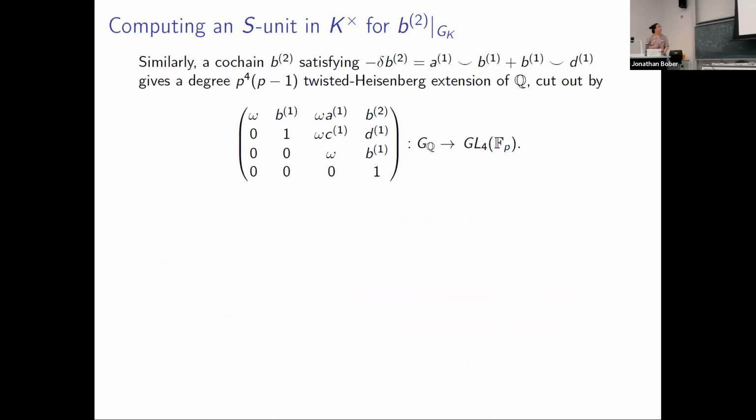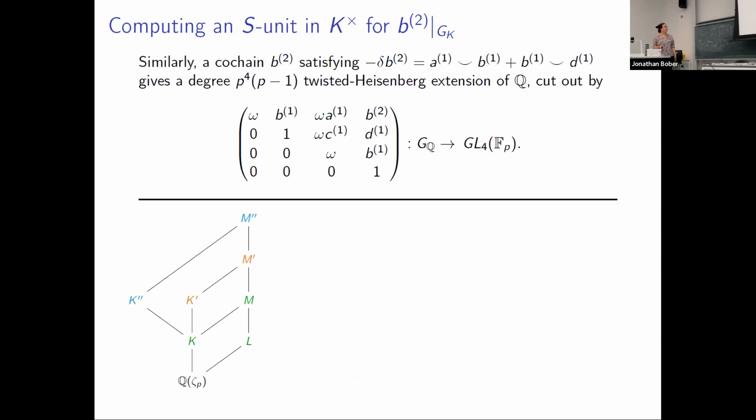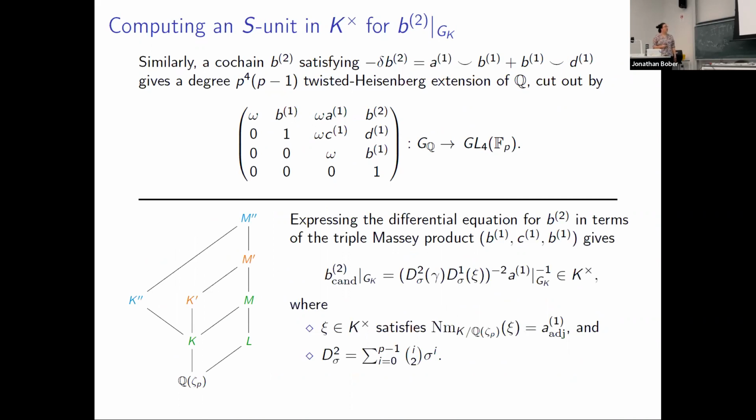Okay, and so now we want to compute, we play the same game for B2 restricted to G_K. We have a more complicated boundary equation, and so we get a one degree higher twisted Heisenberg extension. And again, if we have all of our local conditions met, then this will cut out M double prime over Q. And so we get a more complicated formula here.